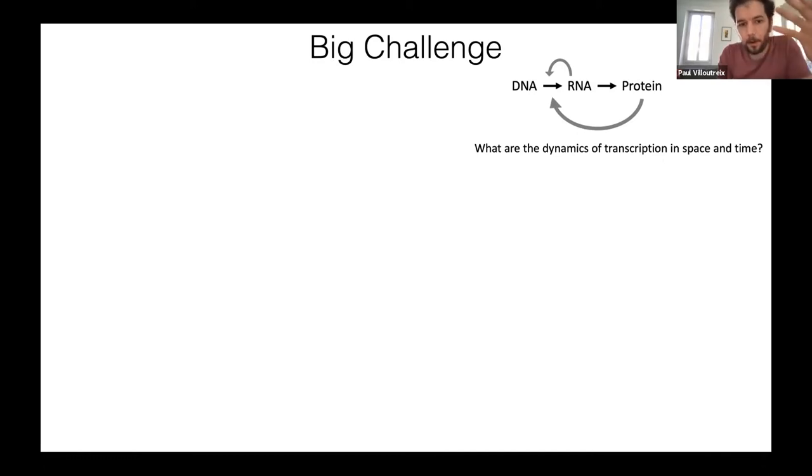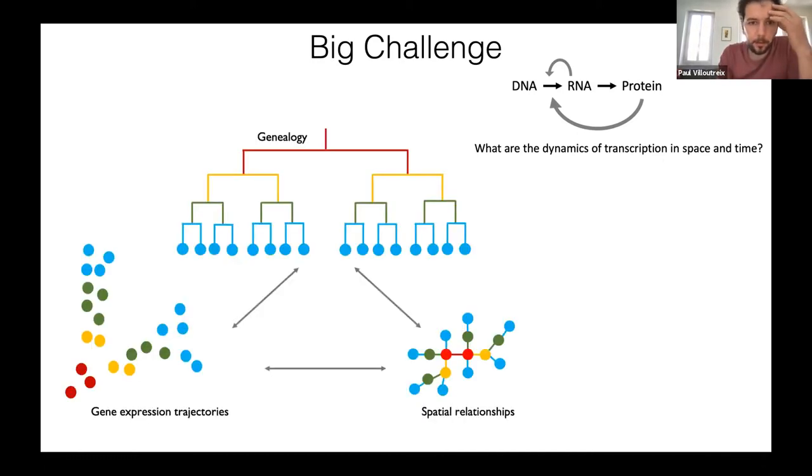And a bit more broadly, I like to put it in this frame. Usually what we do in developmental biology is to try to understand the interaction between the dynamics of gene expression within each of the cells, the spatial relationship of the cells within tissue, and how tissues are changing over time. And at the same time, because it's a temporal process, you want to understand how it is related to the genealogy. So how you start from a single cell that is dividing and dividing and dividing to give rise to the final organs.